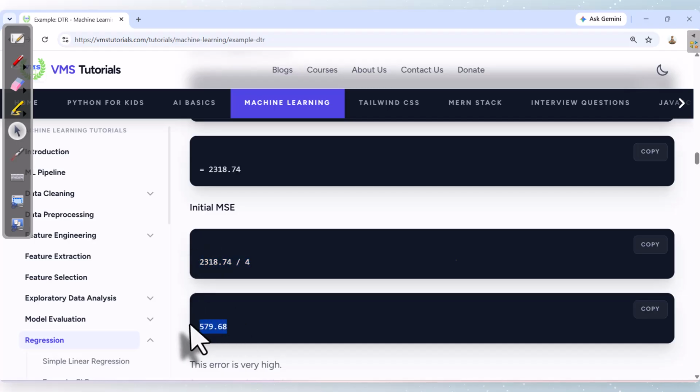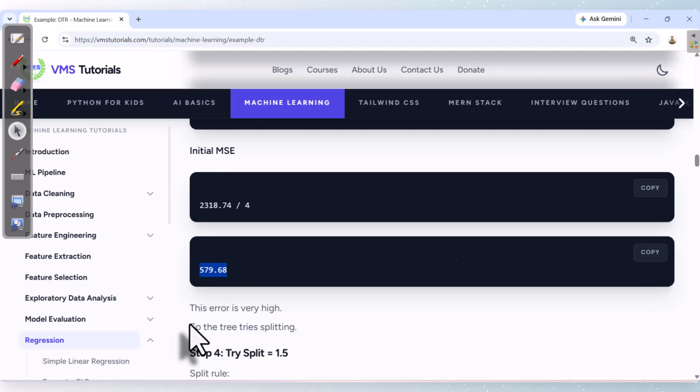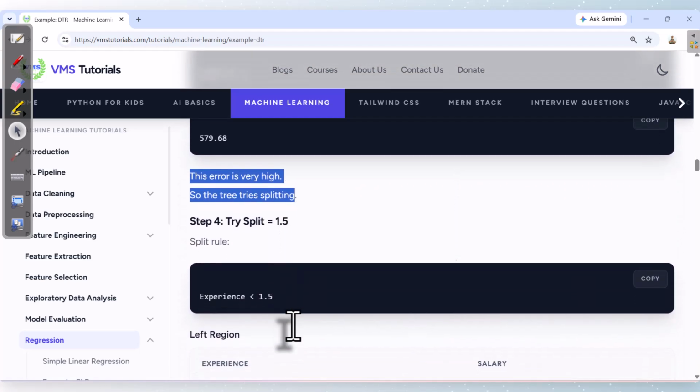Now you take the total and divide by 4 samples. This is the error, 579.68. So basically this error is very high. So the tree tries splitting. It goes for the splitting process. We have 3 splits, right? 1.5, 2.5 and 3.5. So we have to calculate the split for the initial experience values. Those split points we are now going to take.